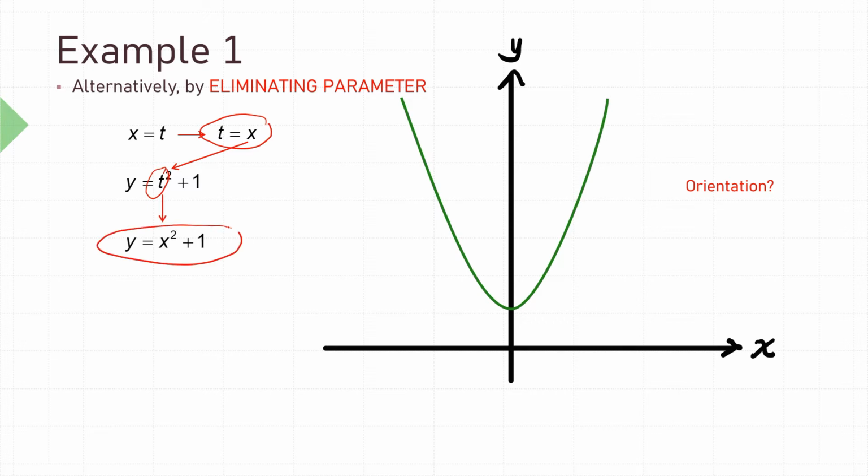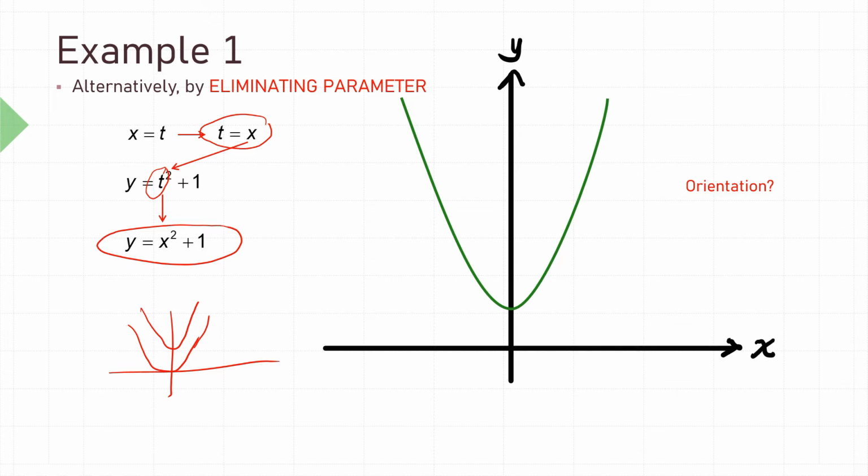You already know that the equation y equal to x squared plus 1 is a quadratic curve or parabola. This is y equal to x squared, and since y equal to x squared plus 1, it is shifted upwards by 1 unit. So this is the curve. But it's important to write the orientation.